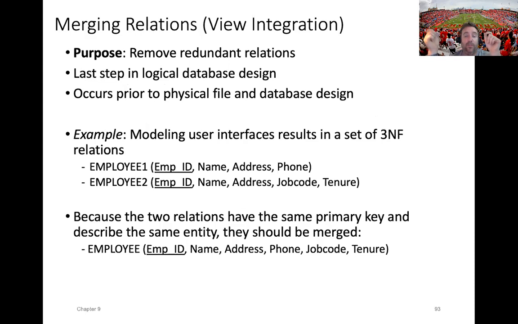We've got these two relations, employee 1 and employee 2, all right? We think that this is redundant data. We're capturing the same data, but in different relations. Why have two relations? Let's bring them together. Because they have the same primary key and also some other attributes are the same, let's merge them. So employee 1 and employee 2 becomes employee, where we have the primary key of emp ID, and then we just bring across all the different attributes that we need to bring across. So name, address, phone, job code, and tenure.